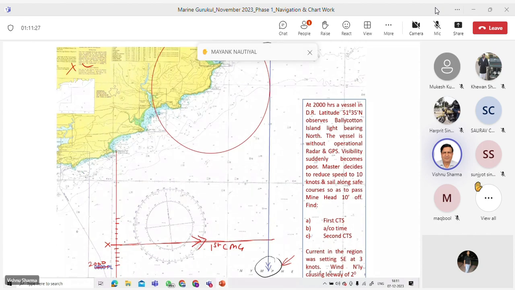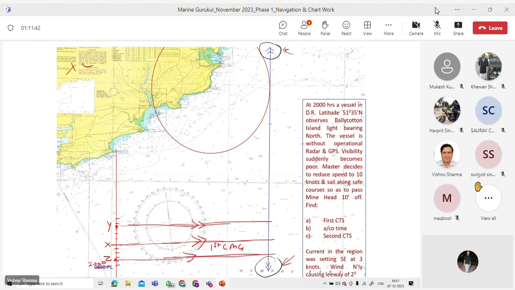Now, if the vessel is not at X, suppose the vessel is at Y or at Z, then whether I was at X, Y, or Z, in each case, is the distance to be made good going to be the same or different, beta? It will be the same, yes or no? Same, sir. So whether I am at X or somewhere away from X, my distance to be made good between the two PLs will still remain the same.